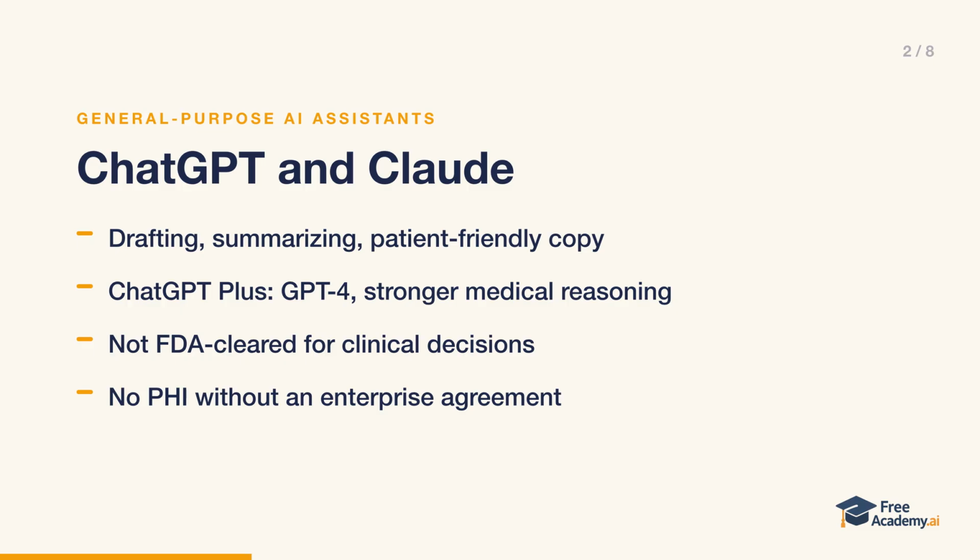One important limit: ChatGPT is not FDA cleared for clinical decision-making. Do not enter protected health information into it unless your organization has a HIPAA-compliant enterprise agreement, such as ChatGPT Enterprise or Azure OpenAI. Claude from Anthropic is known for careful, nuanced responses and strong performance on complex reasoning. It is especially useful for analyzing long documents like clinical guidelines or research papers and producing well-structured summaries. The same PHI rule applies.